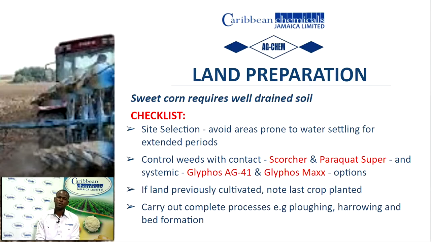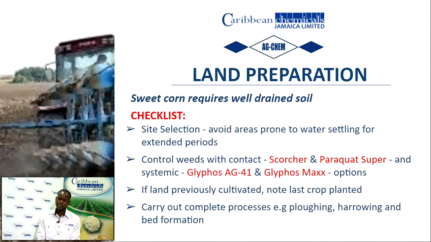So if you want the tractor operator to come in between 0 to 3 days, you can use your Paraquat, spray down the area, and by the third day, the tractor operator will be able to plow or start to prepare that land. And the systemic options would be your Glyphos AG41 or your Glyphos Max. And these are solutions that will basically control the entire plant. So we're talking about entering the leaf system, traveling down the stem and to your roots to give you a complete control. And you usually see control within 7 days if you use the product at the right pH or you condition the water at the right pH.